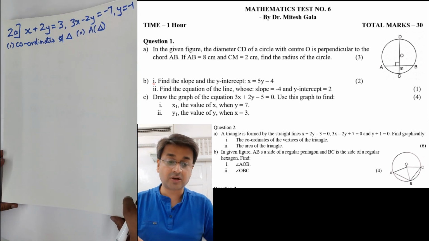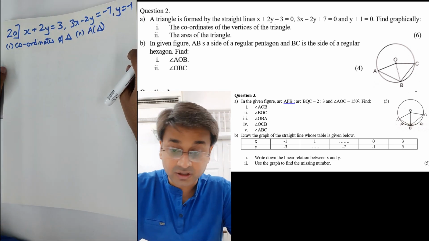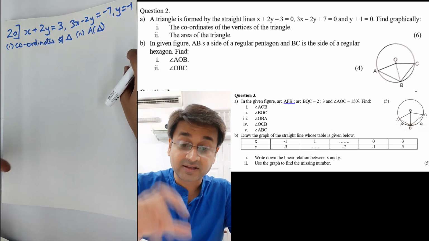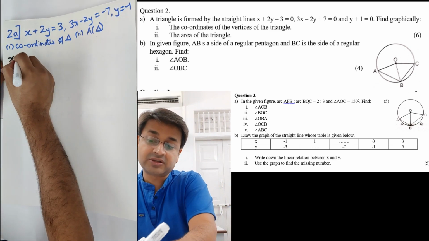Let's move on to the next one, question 2a. Again, 3 lines have been given. You need to draw them on the graph. Then find the coordinates of the triangle that the 3 lines make, and then their area. So let's go part by part.